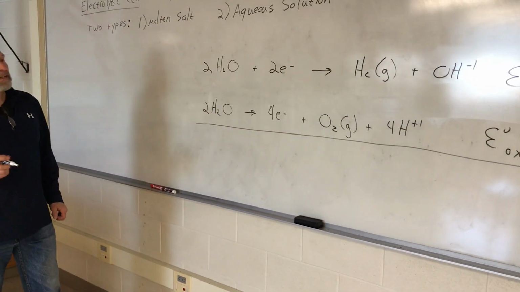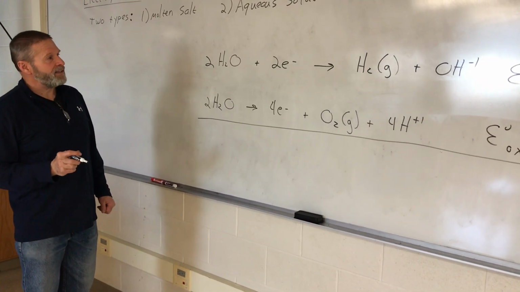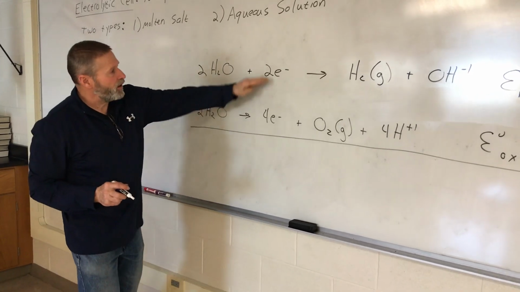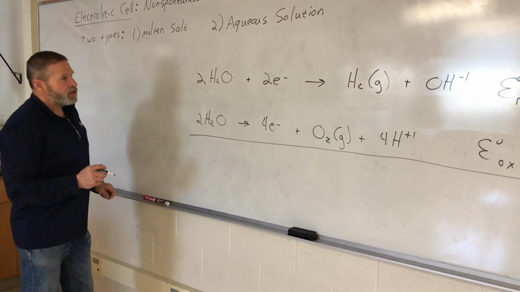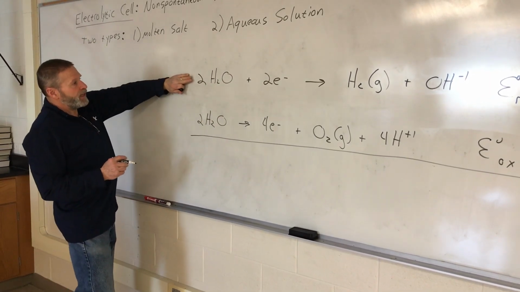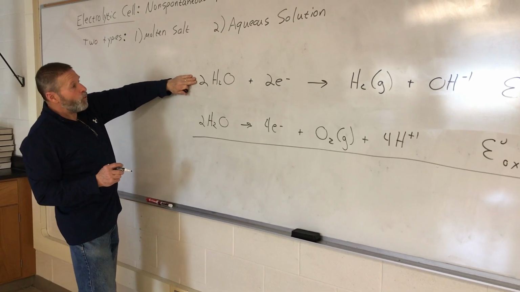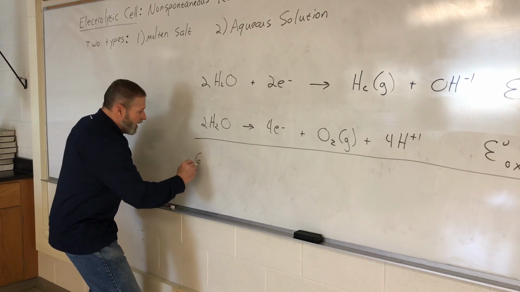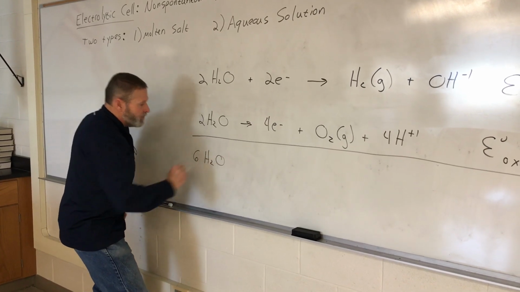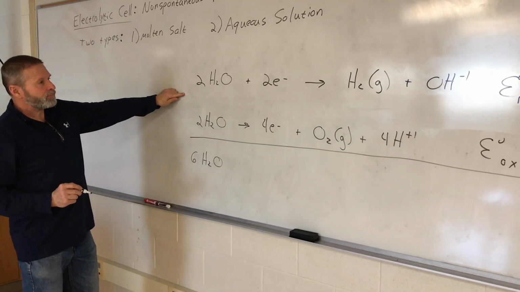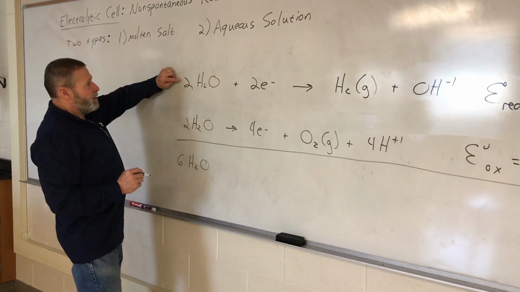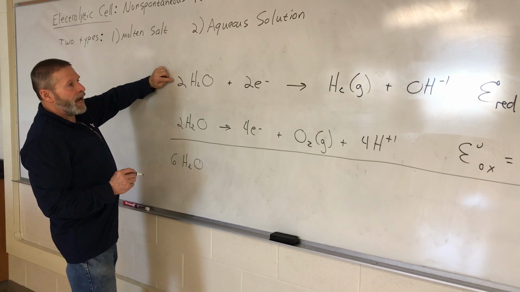Okay. Now, we can come up with a total reaction if we add these halves together. Of course, we'll have to double the top one, so our electrons will cancel out. So when I do that, when I double the top one, I'll have 4 water molecules plus 2 more here. I'll end up with a total of 6 water molecules on the left. Of course, the electrons will have canceled each other out, because I'm doubling the top reaction.